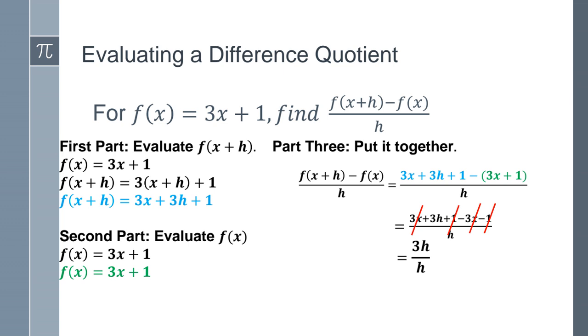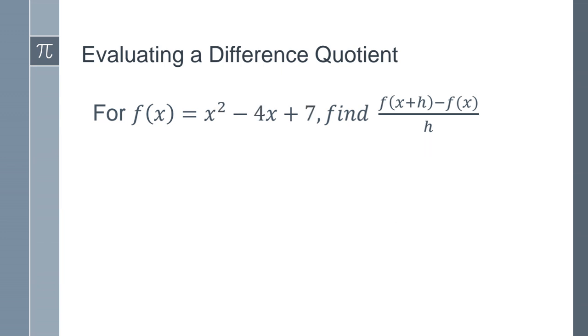So again, this is a way for us just to practice evaluating functions with this very neat formula, which is called the difference quotient. Okay, so let's try the difference quotient again. Let's look at this other function given. It says f of x is equal to x squared minus 4x plus 7. Find the difference quotient. So again, let's break it up into three parts.